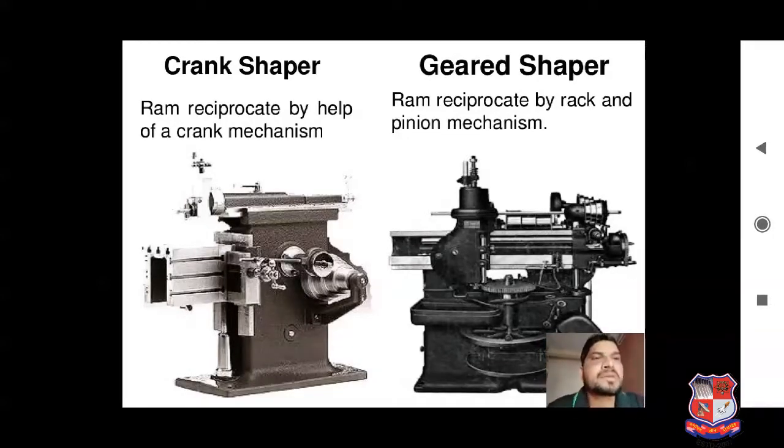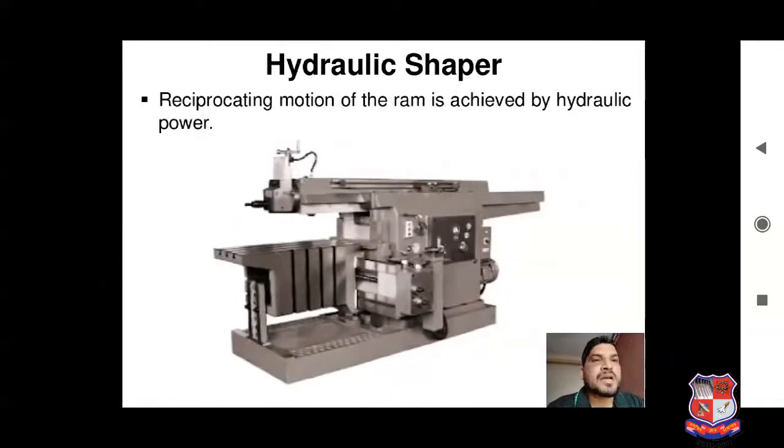Nowadays this machine is not very useful. Nowadays, crank type of shaper and hydraulic type of shaper are widely used. It is a hydraulic type of shaper. Inside the column there is a provision of hydraulic mechanism, oil, as well as piston and cylinder, which are housed inside the column.